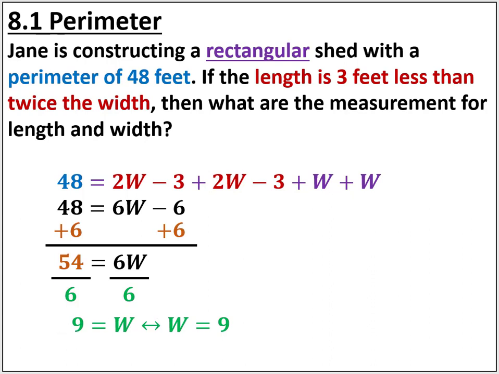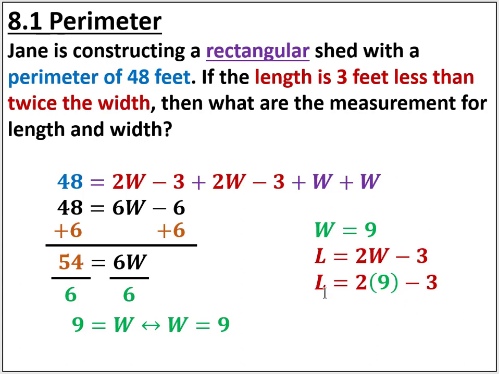Now, since we know width is 9, we're going to solve for length. So I'm going to move the width information and then combine it with the equation that we had for length. So I move it to the right side. So width is 9 and length is the equation that we got from earlier, 2W minus 3. Since we now know what width is, we're going to plug 9 into W to solve for length.